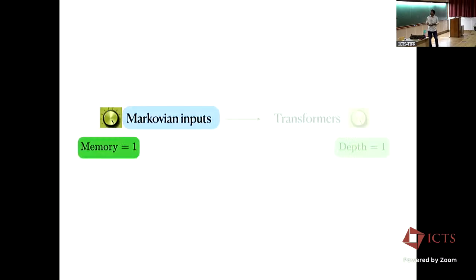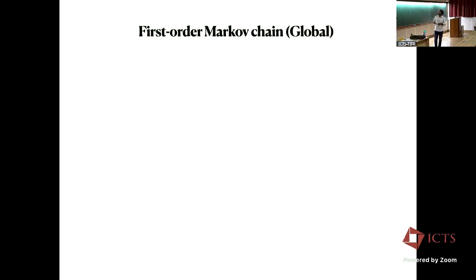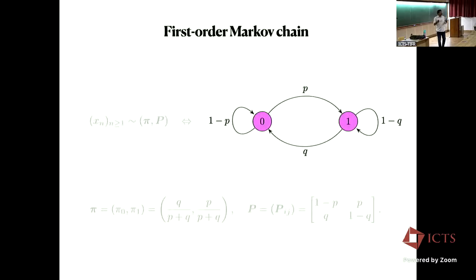So let's start with looking at how the inputs look. For a first order Markov chain, just for a quick recap that you might already be familiar with, let's say there are only two states, 0 and 1. From 0 to 1, you flip with probability P, and from 1 to 0, you flip with probability Q. Otherwise, you stay in the state. More formally, you can think of it as a Markov chain generated from some stationary distribution in the beginning, and then you apply the same transition. It's easy to compute the stationary distribution: it is Q over P plus Q, and P over P plus Q.